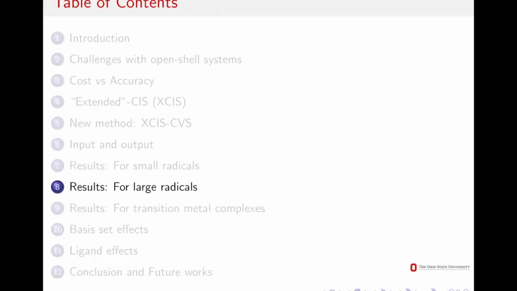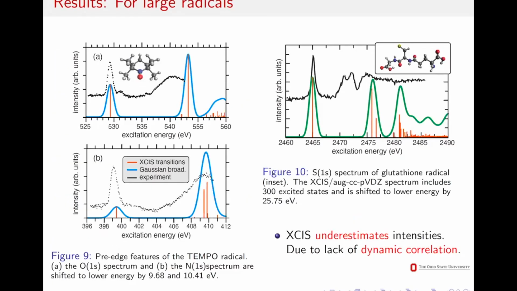Okay, next, what we have for large radicals. Here we computed for 2 large radicals. TEMPO is a very common radical. It has the nitrogen and oxygen atom in it. So this is the TEMPO radical. Here we computed the oxygen 1s spectrum and the nitrogen 1s spectrum. You can see here the pre-edge features coming with XCIS are really exactly matching with the experiment.